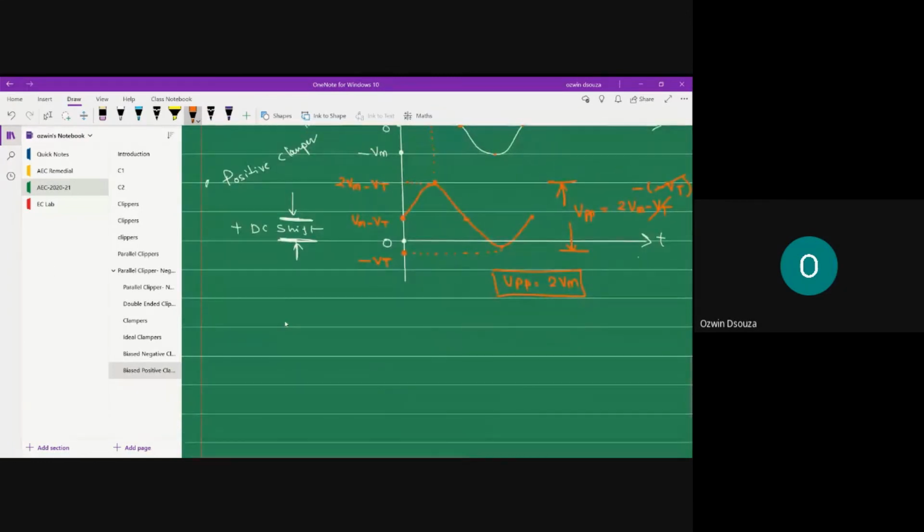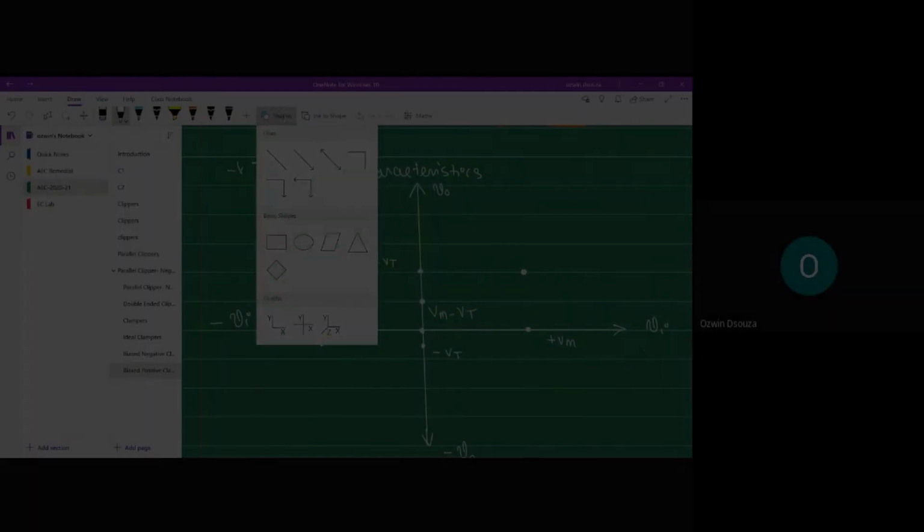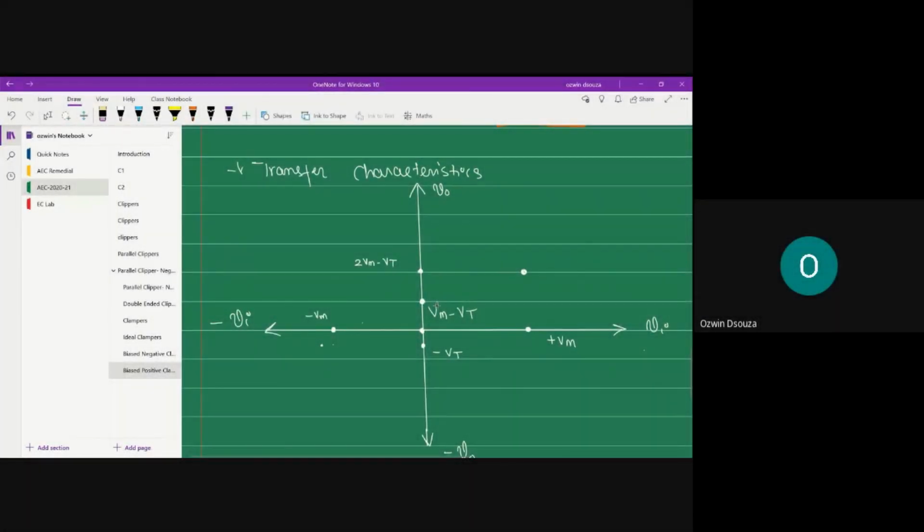So that's your waveform, and you can quickly draw the transfer characteristics as well. During positive half cycle, when your input is at 0 volt level, your output will be at Vm minus Vt level. Let's say somewhere here. Then you can just join the lines. This line.